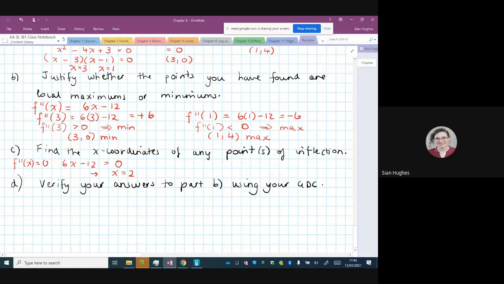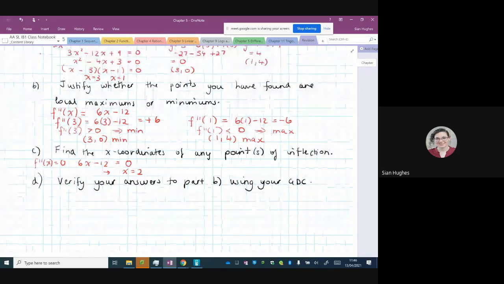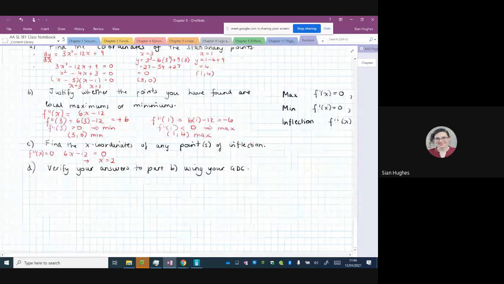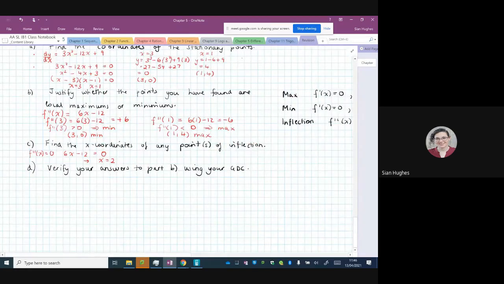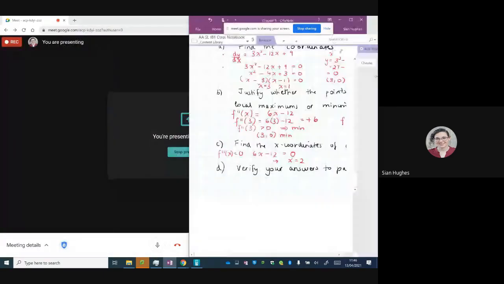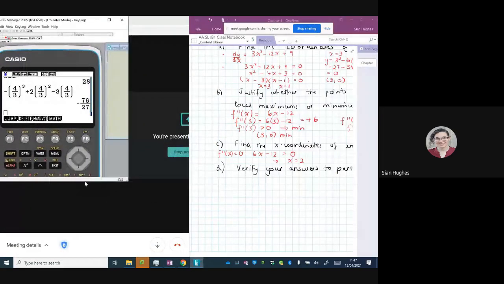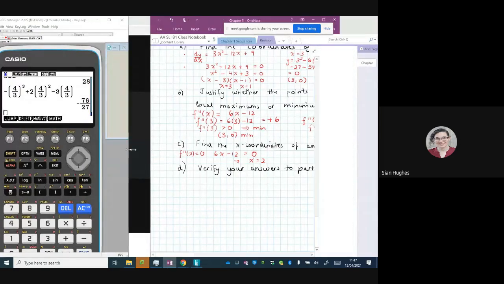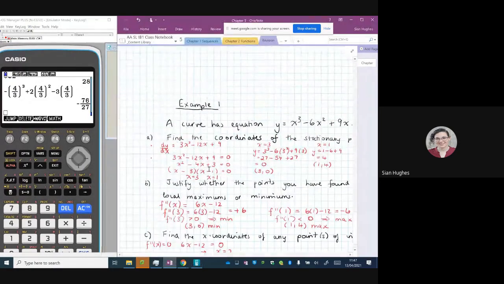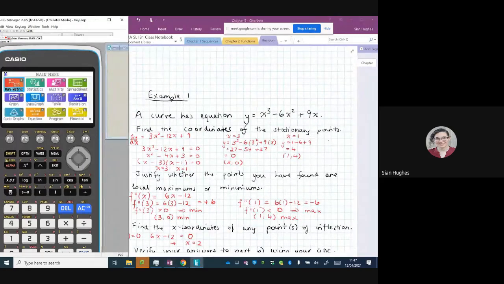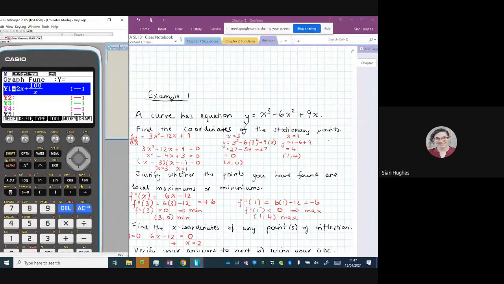And then part D says verify your answers to part B using your GDC. So this is where you might get asked to do a sketch of a function or to use your GDC to find some of these things. So we're going to check that. Just grab our GDC. In our GDC, we want to go to menu and graph. And we're going to type our function in: x cubed minus 6x squared plus 9x.